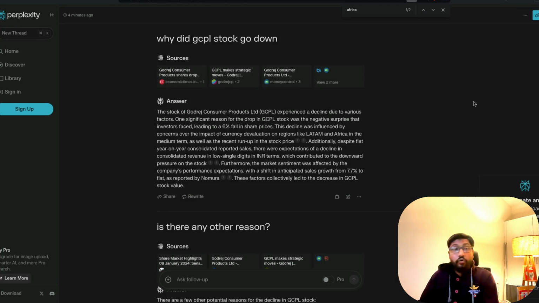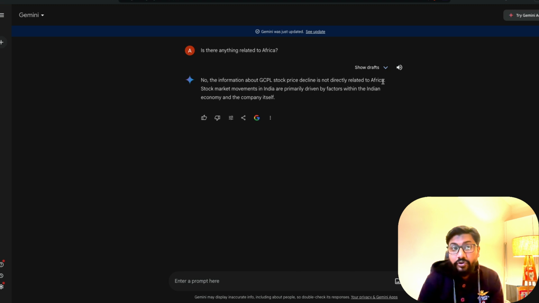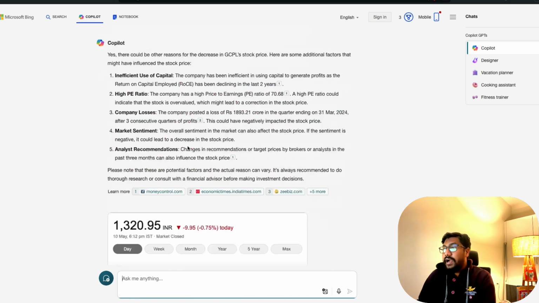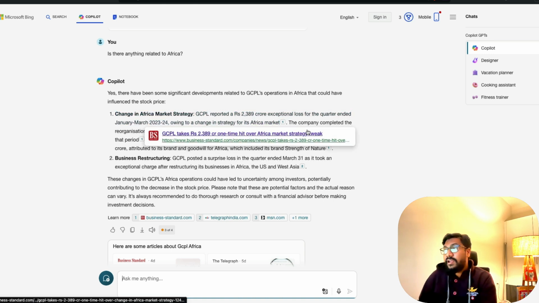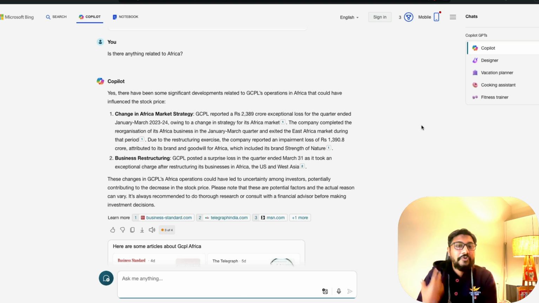And Google, the worst part, or something that I'm struggling to understand, is that Google and Perplexity have the same foundational information. In fact, at this point, Google should have more information. So I'm quite surprised for Gemini to tell me that their information about the GCPL stock decline is not directly related to Africa. Not just that it says I do not know, but it actually says it's not related to Africa, while it is one of the main reasons for the company's performance in that quarter. One of the main reasons is the change in African market strategy. They lost about 2,389 crore, which is huge. And Google outright says that doesn't happen.